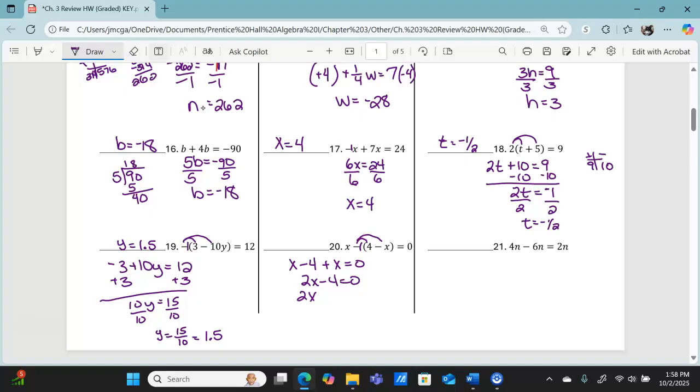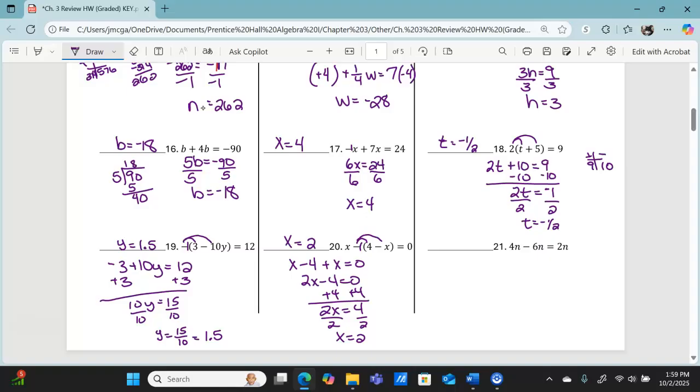2x, I need to show that step. I was doing it in my head. Add 4 to both sides. 2x equals 4. Divide by 2. x equals 2.